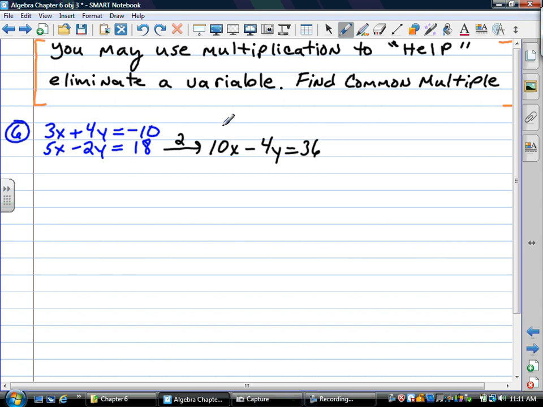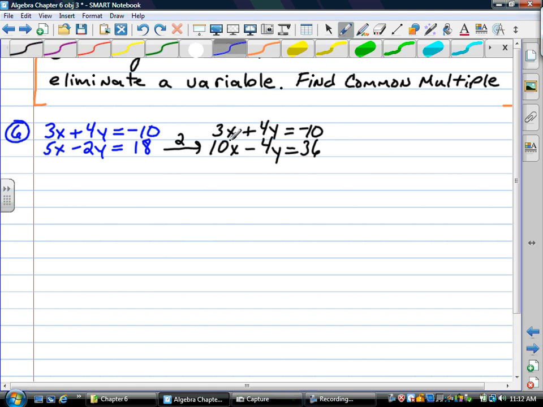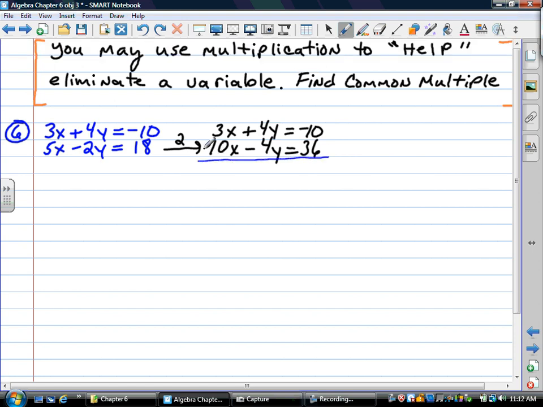I simply recopy this top equation now. 3x plus 4y is going to be equal to negative 10. And now I can use addition to eliminate the variable. 3x and 10x is 13x. Your y's are eliminated with addition. When I add the right side of the equation, negative 10 and 36, we get 26. I have a one-step equation where I'm going to divide both sides of the equation by 13. We get x is going to be equal to 2.